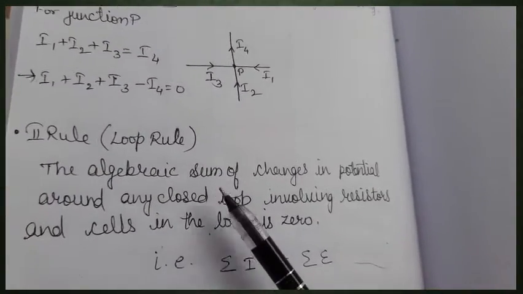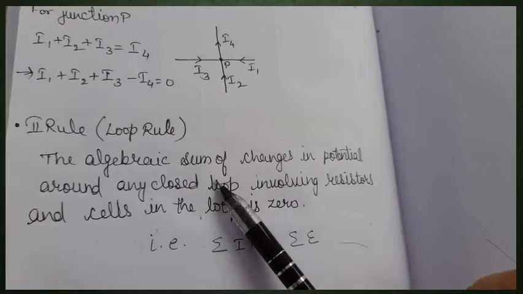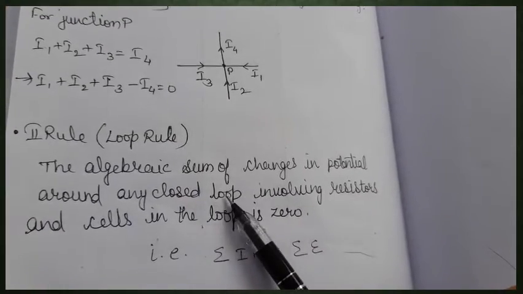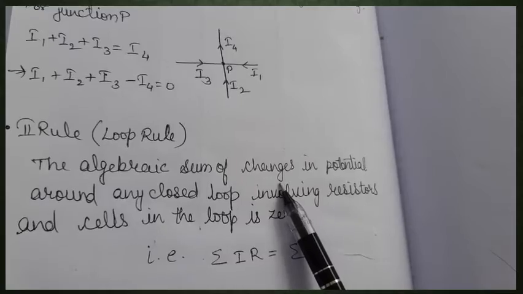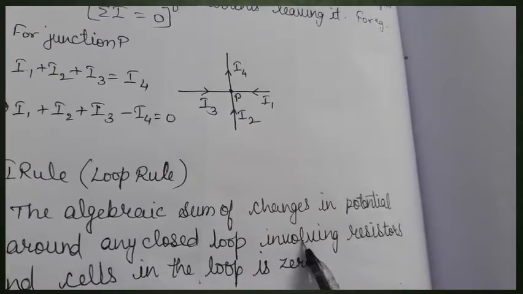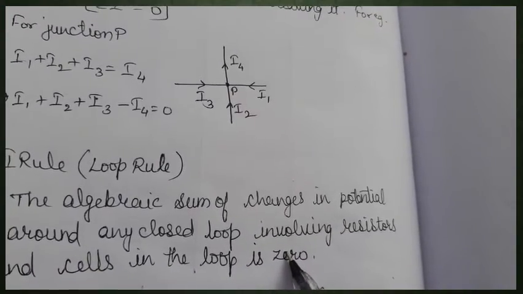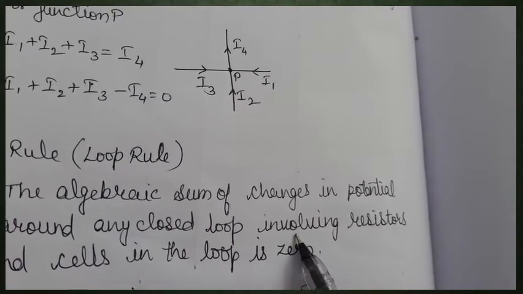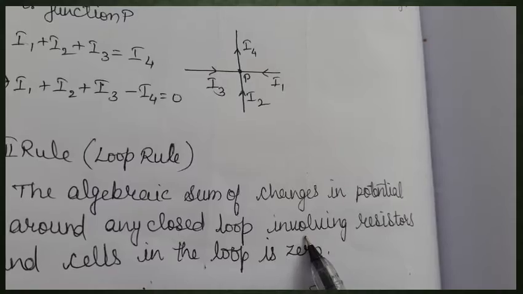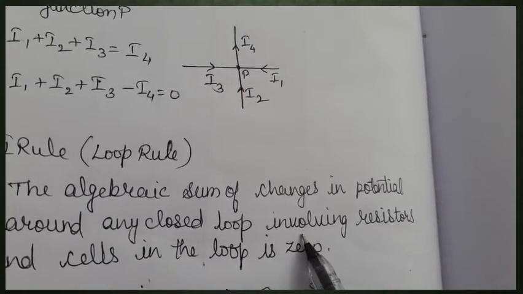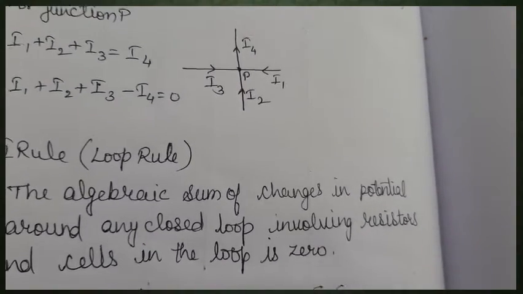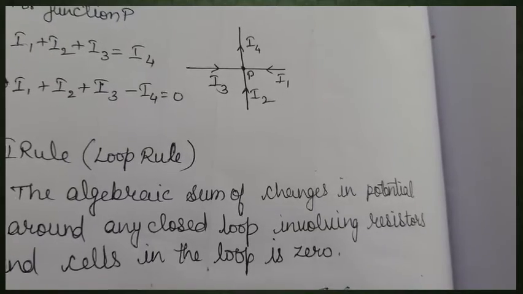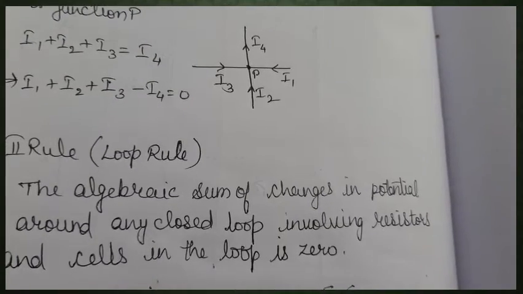Kirchhoff's second rule or loop rule states that the algebraic sum of changes in potential around any closed loop involving resistors and cells in the loop is 0. That means the sum of all the potential differences and the sum of EMFs is equal to 0. We will learn it through an example later.